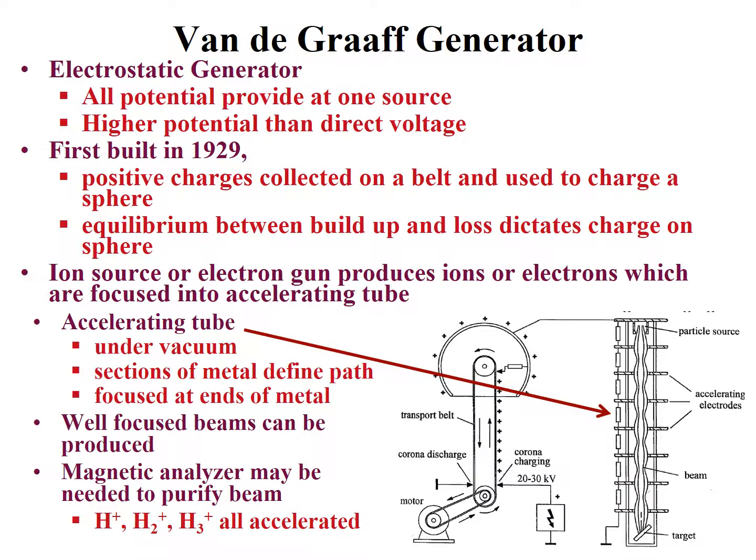This accelerating tube, shown here, is under vacuum, and it has sections which define the path. There can be accelerating electrodes within it, and a well-focused beam can be produced. There may be a need for a magnetic analyzer because the beam can have different ions of the same charge. As an example, with hydrogen, dihydrogen, or trihydrogen are all accelerated in this system.